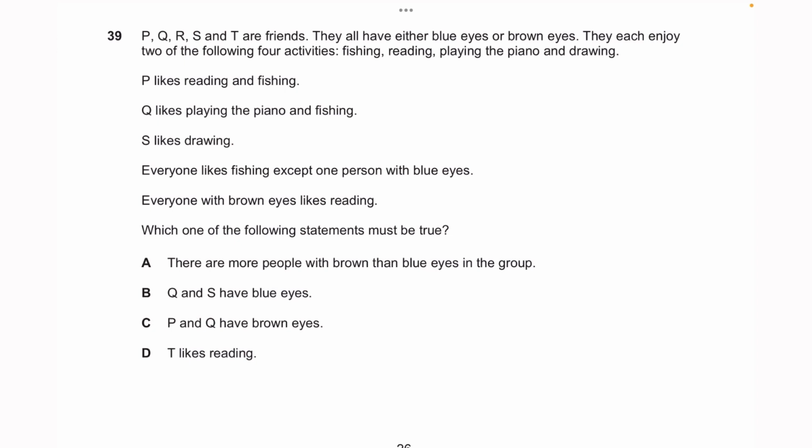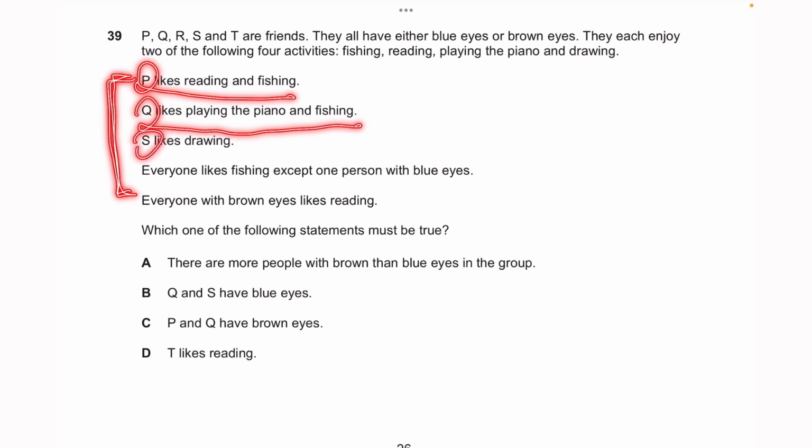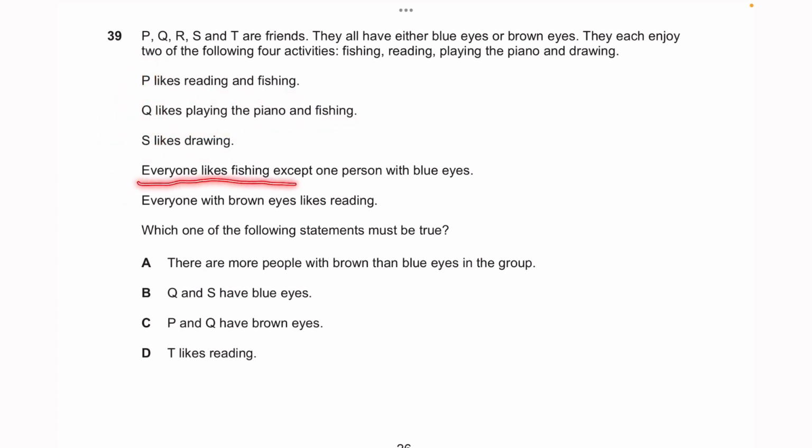Now, question 39 goes along the lines of this. P, Q, R, S, and T are friends. They all have either blue eyes or brown eyes. They each enjoy two of the following four activities: fishing, reading, playing the piano, and drawing. And so we've got here some clues to tell us who likes what. P likes reading and fishing, Q likes playing the piano and fishing, S likes drawing, everyone likes fishing except one person with blue eyes, everyone with brown eyes likes reading. Which one of the following statements must be true? And so we've got our options A, B, C, and D.